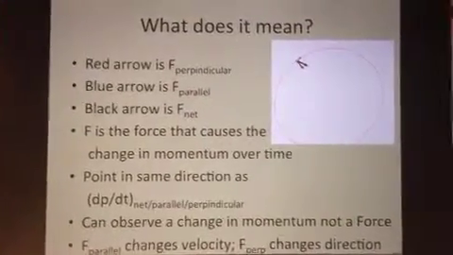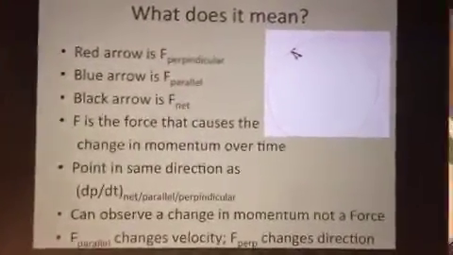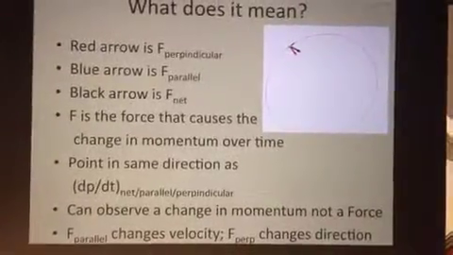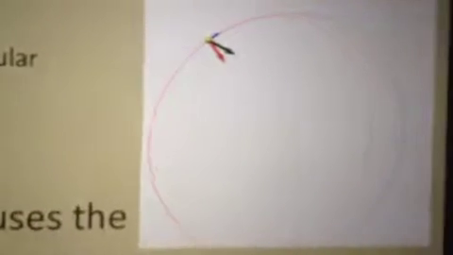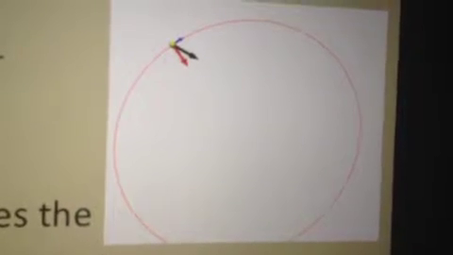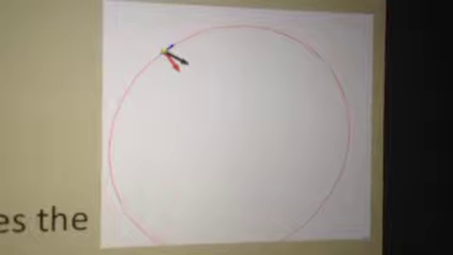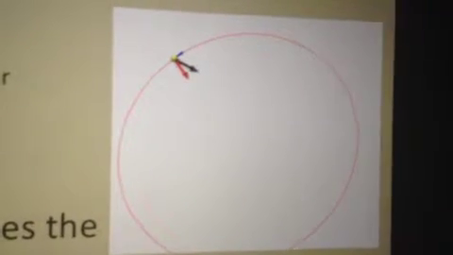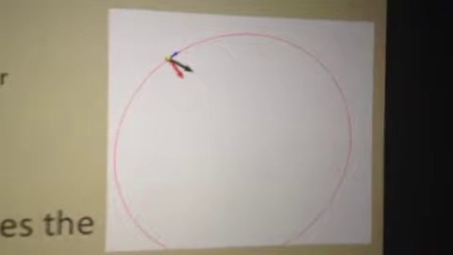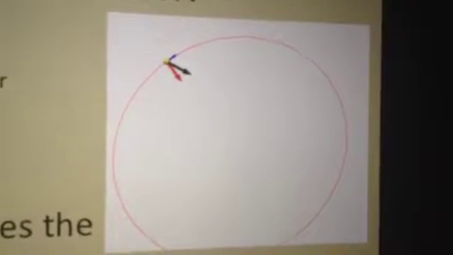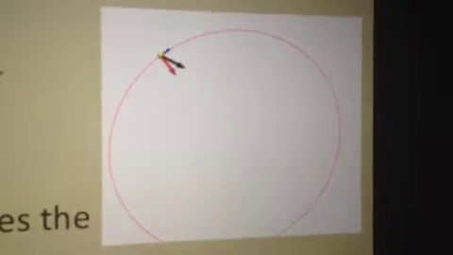F is the force that causes the change over time. So the only force acting on the star is the gravitational force of the black hole. So that's why the black arrow, which is F net, is always pointing towards the center of its path. And the blue arrow, F parallel, is going in the same direction that the planet is moving. And F perpendicular is pointing at an angle 90 degrees from the parallel.